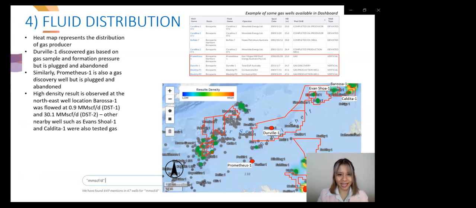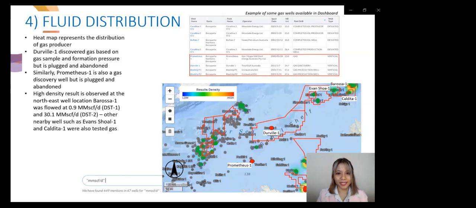For example, in this slide, I have searched on million scf per day, which should be indicating gas production if it's mentioned in the report. The search result is in the form of a heat map, where we can see that the green color here are the wells that do mention the keywords. Then the hotter the color is, the higher the number of times such keywords have been mentioned in that area.